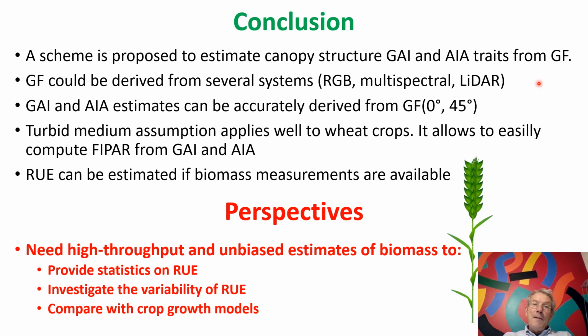Unfortunately, we need high throughput and unbiased estimates of biomass to provide statistics on the radiation use efficiency, to investigate the variability of the radiation use efficiency, and to compare the radiation use efficiency that is modeled by the crop growth models with actual observations in the field, and probably improve the crop growth models by taking into account more interactions between stress modules, or taking into account the genotype variability in the radiation use efficiency.